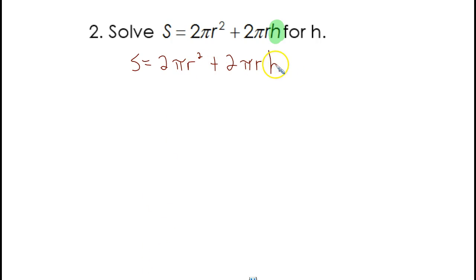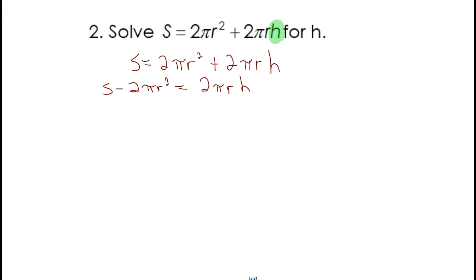But our goal is to get h by itself, and the easiest first step, I think, is going to be to get rid of this term that does not have an h in it. And since it's all products of 2 and pi and r squared, it's all one term, one thing. I can subtract that whole thing from the other side of the equal sign. So really I'm subtracting it on both sides. On the left side, I'll have s minus 2 pi r squared. And on the right side, when I subtract 2 pi r squared, it'll cancel out the 2 pi r squared that's on the right. And the other term that's part of this sum is just going to stay there on the right side. It's going to be 2 pi r h.